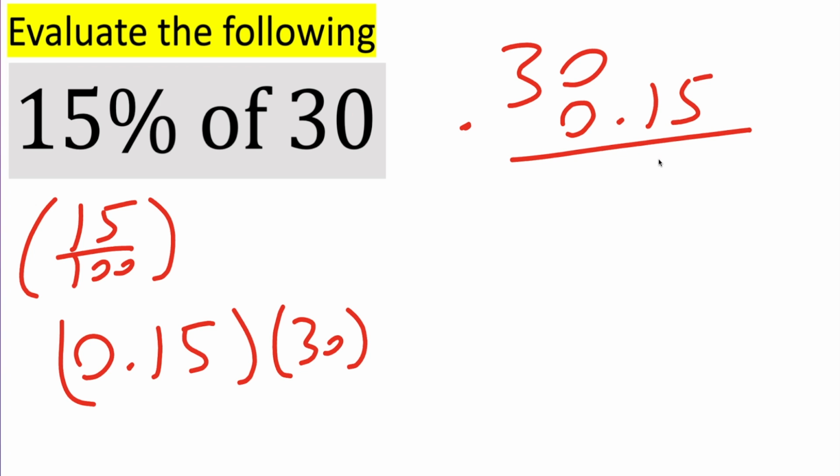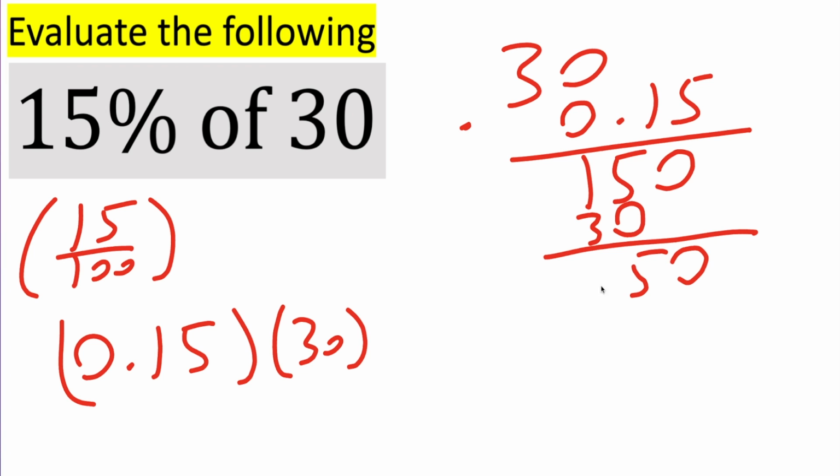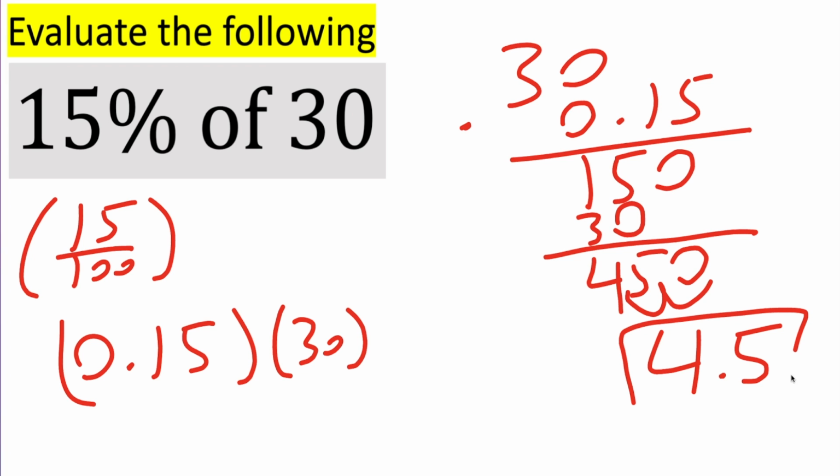5 times 0 is what? 0. 5 times 3 is 15. 1 times 0 is 0. 1 times 3 is 3. Let's combine everything. We get a 0, a 5, and 3 plus 1 is 4. And we count the 2 decimal places to the right, so we go to the left twice. So 15% of 30 would be 4.5. Again, this is one way of solving, and next, I'll show you how we can do it mentally.